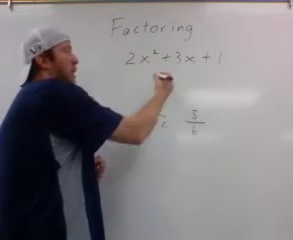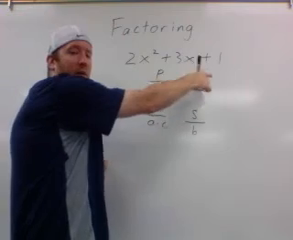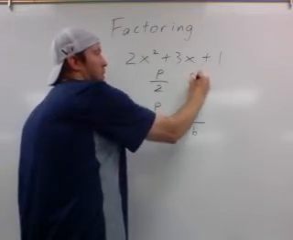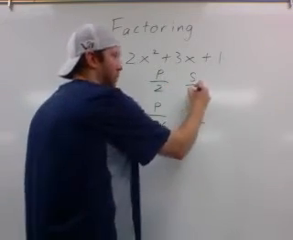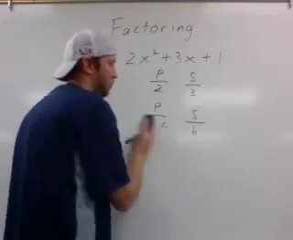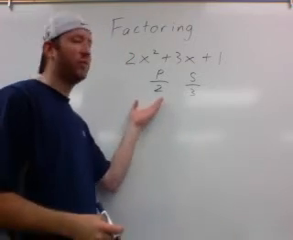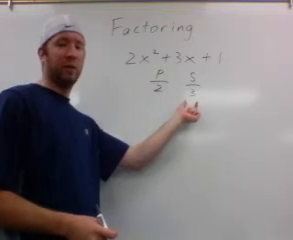So we're going to start that process here. So my product is going to be 2 times 1, which is the number 2. And my sum is going to be the b value, or the number 3. Okay. So here's what I'm looking for. I'm looking for two numbers that multiply to 2 and add to 3.